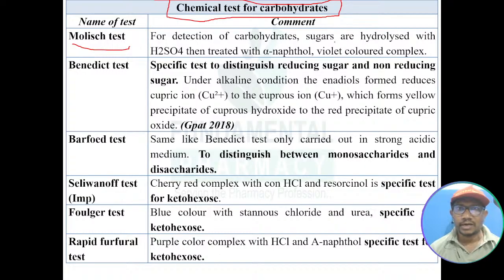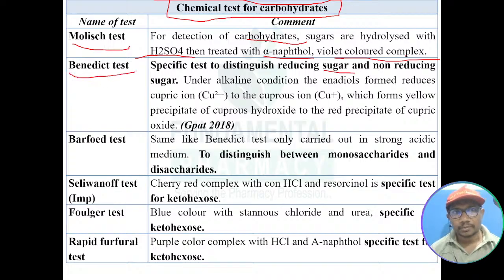It is a test for identification or detection of carbohydrates. What happens in it? Sugars are hydrolyzed with sulfuric acid and then treated with alpha naphthol. First of all, the sugar solution is hydrolyzed with the mineral acid and then alpha naphthol is added. We get a violet colored complex. That means there is a presence of sugar. Molisch test.